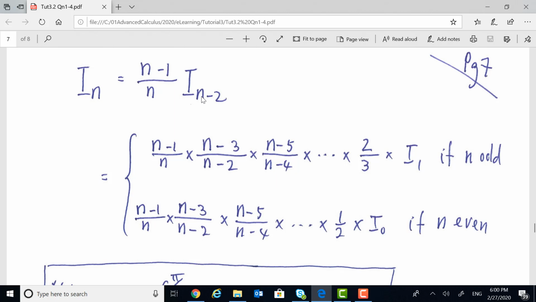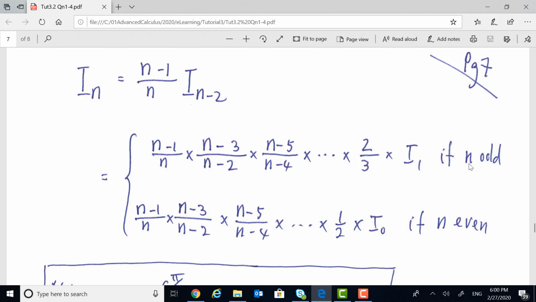And I4 would be equal to 3 over 4 of I2. Can you see? 3 over 4 of I2, and then I2 will be equal to 1 over 2 of I0. So by using small numbers, you will realize that in the case when n is odd, you will end with 2/3 of I1. When n is even, it will end with 1 over 2 of I0. You will see that this is the case.